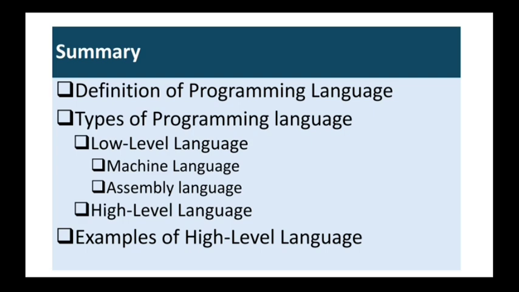Then high-level language, we said it is a language that is close to human language. It is easy to read, to write, and easy to understand. We use high-level languages to write various applications that are in use today. Then we also discussed examples of high-level languages. We talked about Python, Java, JavaScript, C#, C++, R, Ruby, BASIC, and so on.